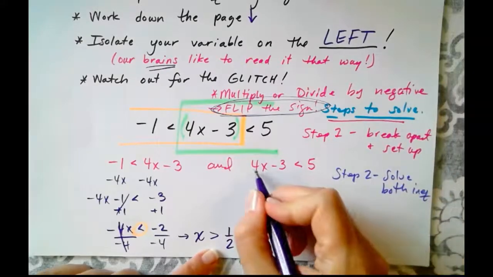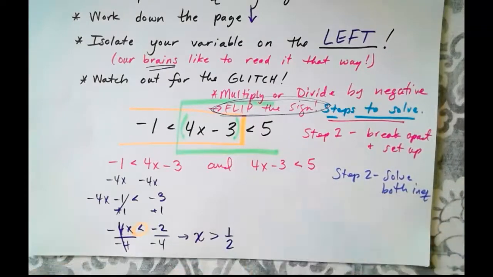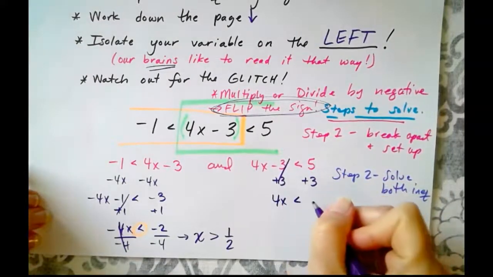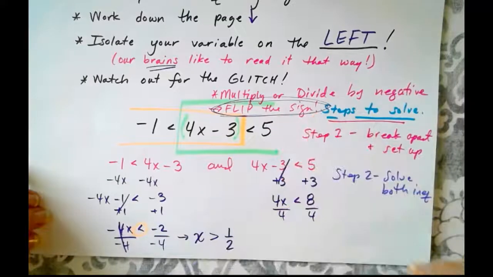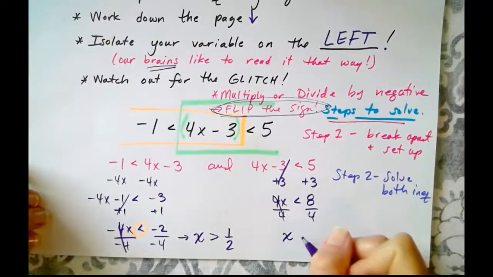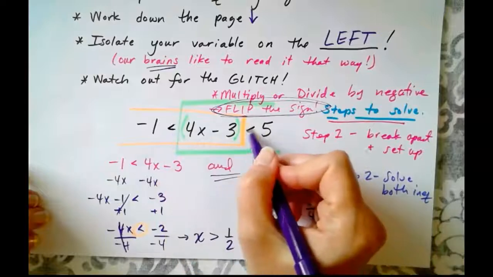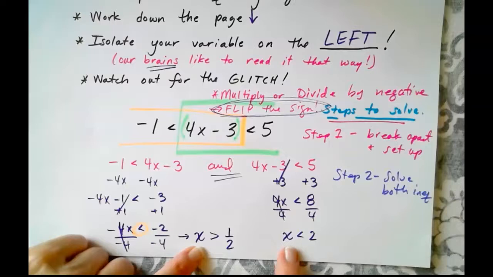Let's keep going. 4x minus 3 is less than 5. In this side of the problem, my variable is already on the left, so I don't need to move it. I got one step here. Add 3, 4x is less than 8. I am dividing by positive 4 this time, so no need to flip the sign. 4's cancel. X is less than 2. This is an and situation. Less than, less than. This is an and situation. Our answers. Remember, anytime that we see the variable, just refer to it as our answers.